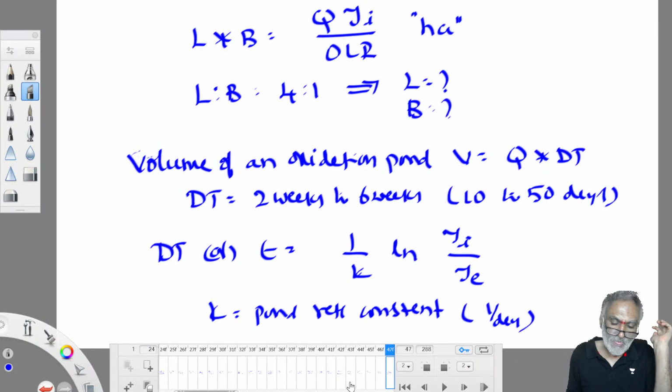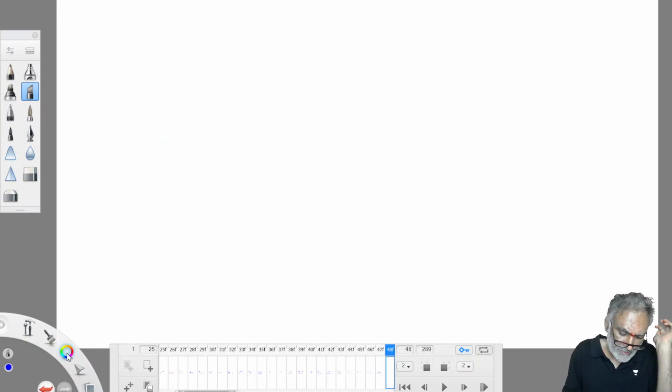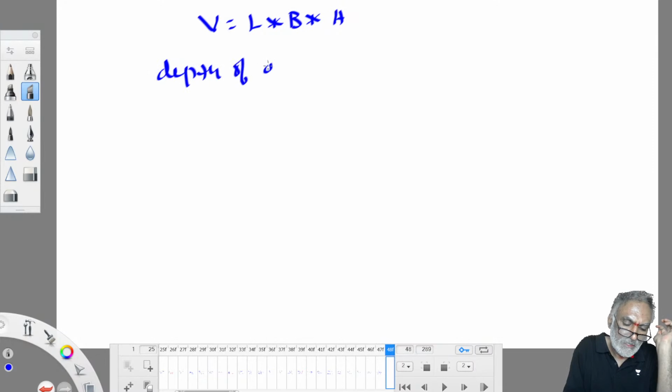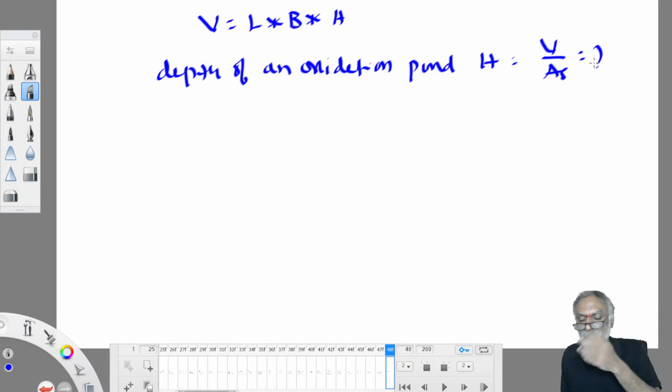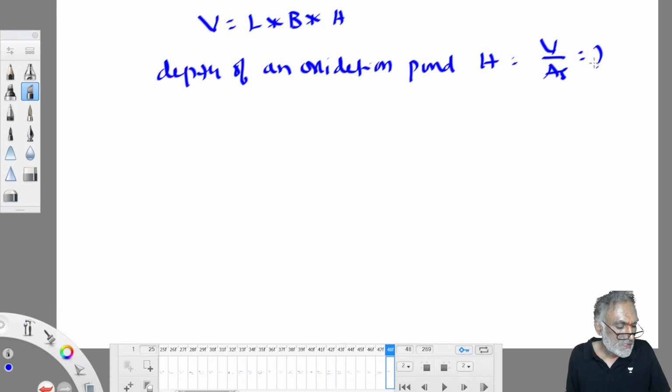So once you know volume, this volume is equal to what? L into B into H. Therefore depth of an oxidation pond is equal to volume by surface area. That's all. That's what is known as design of oxidation pond. Simple only. Concepts are simple, just hydraulic design most of the times. Only in wastewater engineering, slightly, organic loading rate, BOD loading rate also get into the picture.